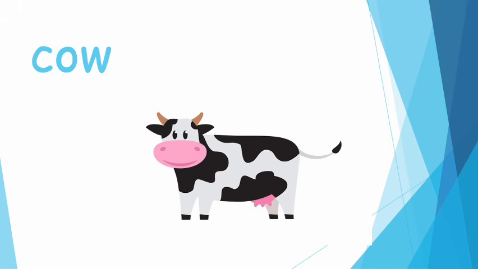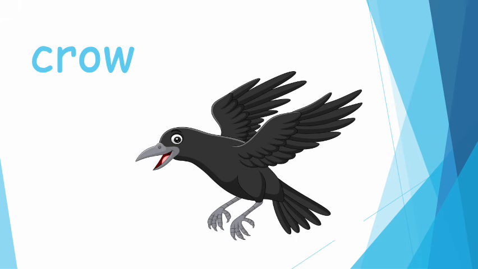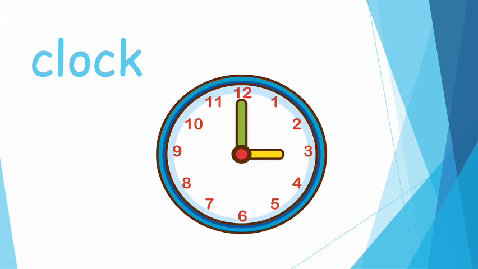C cow. Cow gives us milk and makes us healthy. Which bird is this? Yes, it is a crow. C crow. Wow, it is a clock. We have clock in our home and in our classes too.